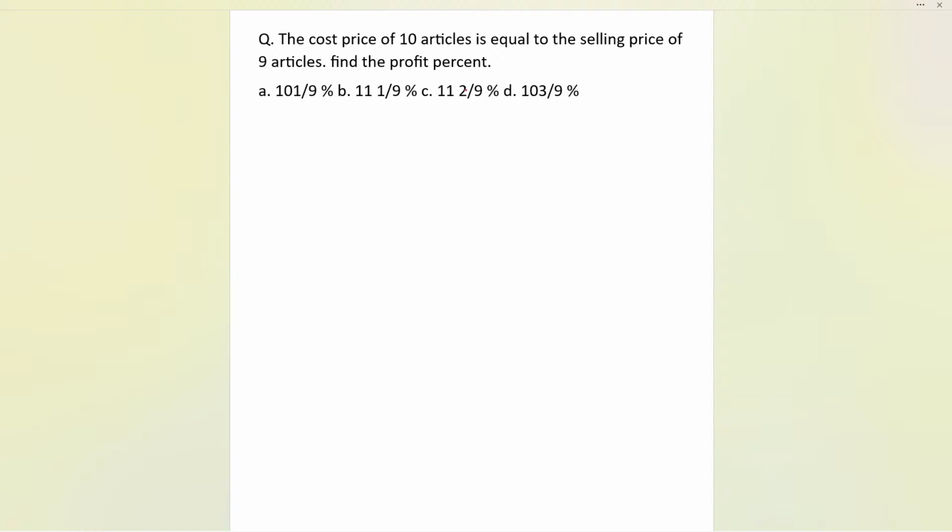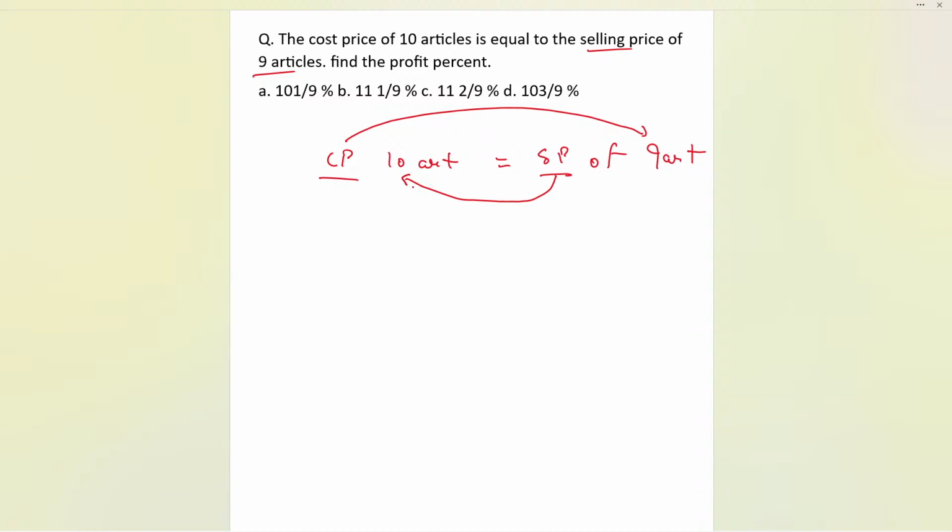Now, let us see this question. The question is: the cost price of 10 articles is equal to the selling price of 9 articles. I told you a short way to solve this question. The cost price is written on the right hand side and the selling price on the left hand side. We know the selling price is more. So it will be 10 minus 9, the selling price minus the cost price, divided by the cost price itself, which is 9, multiplied by 100. So 1 by 9 times 100.